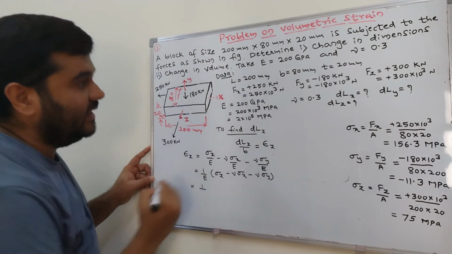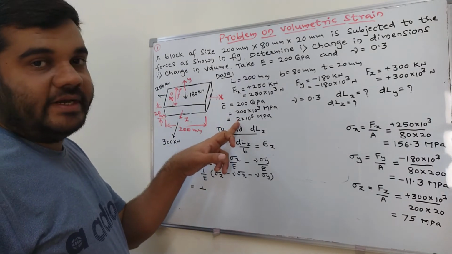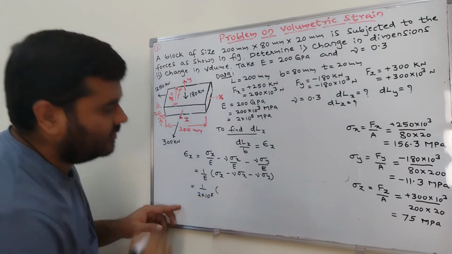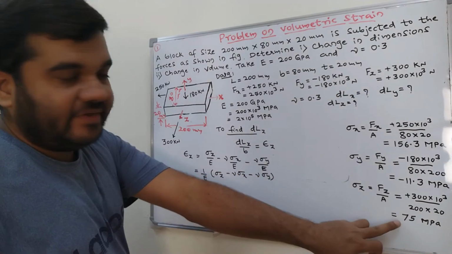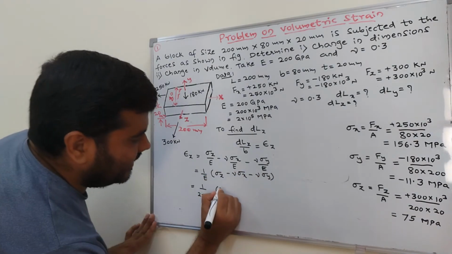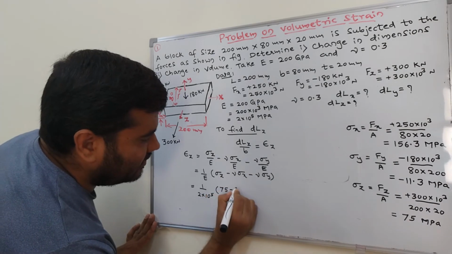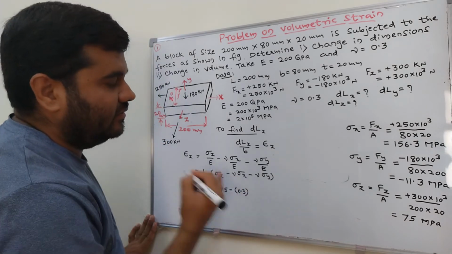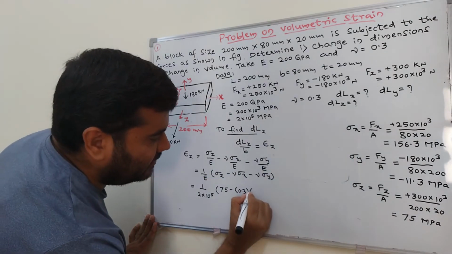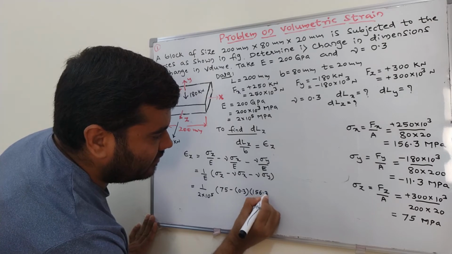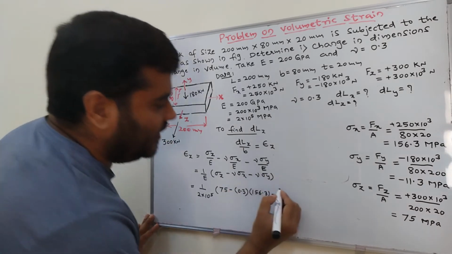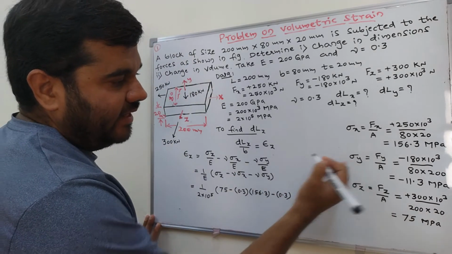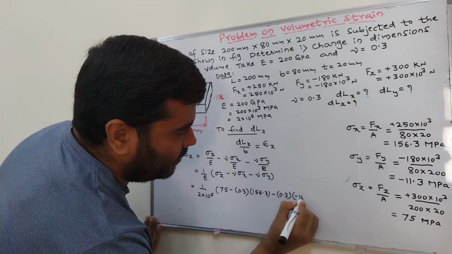1 divided by Young's modulus E, which is 2 into 10 raised to 5. I am substituting. Next, sigma z is 75 MPa, that is stress in z direction. 75 minus nu, I know already Poisson's ratio 0.3, and sigma x is 156.3, minus nu is 0.3, sigma y is minus 11.3.